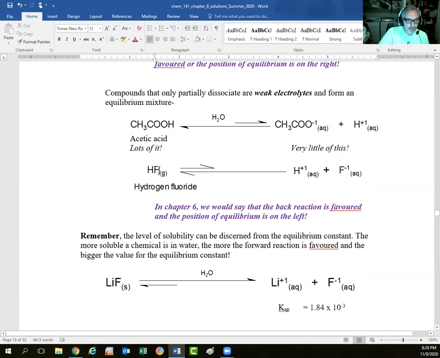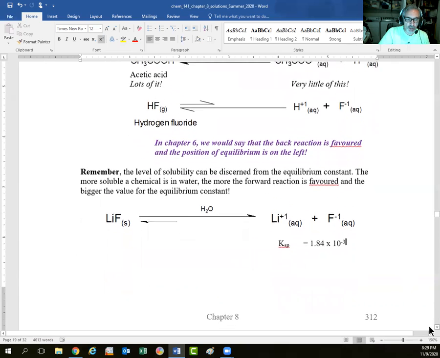Hydrogen fluoride, another good example. It can dissociate into hydrogen ions and fluoride ions, but again, it's not very good at it. It only weakly dissociates, and most of the compound stays in this form, still with that chemical bond intact.